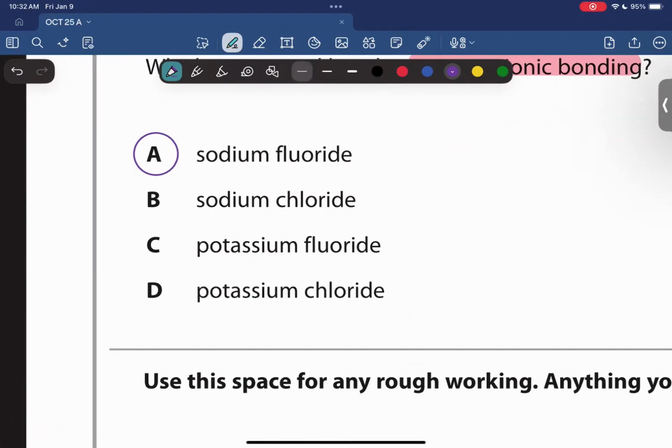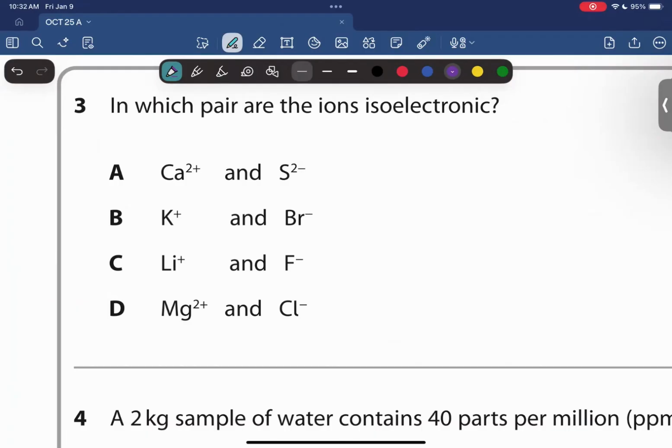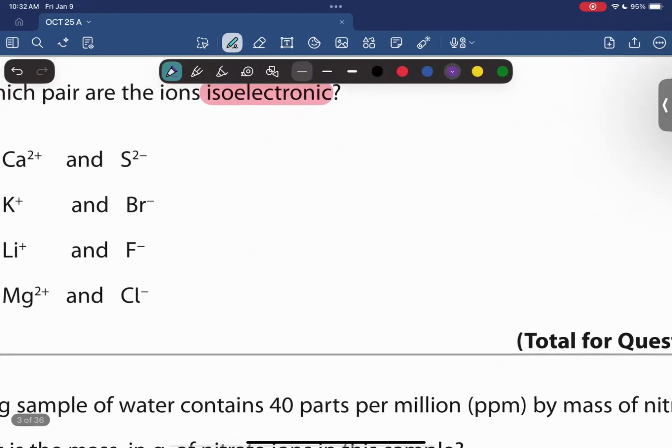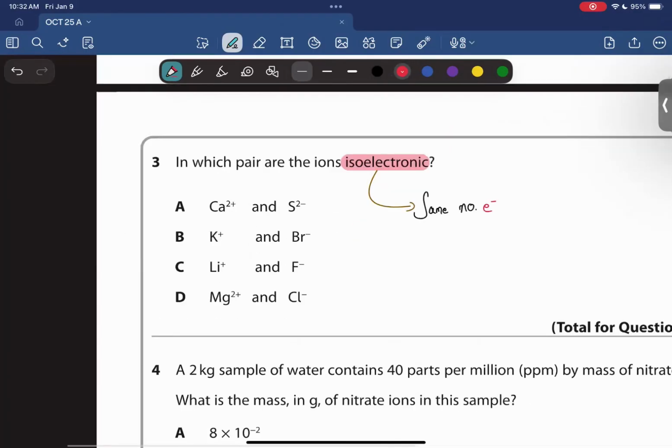Moving on. So which of the pairs of ions are isoelectronic? So what is the basic meaning of this term? They have the same number of electrons, you could say. They have the same number of electrons. And these are basically what we refer to as isoelectronic, right?